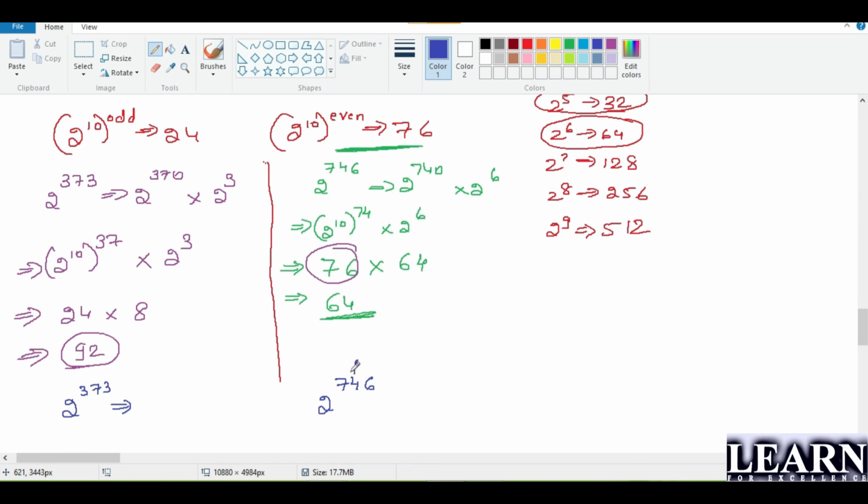Now here you have to focus on two numbers. One is the tens digit and the other one is the unit digit. If the tens digit is even, then I'll write the answer directly as 2 power 6. I can tell the answer is 64. Is it faster, guys? It will hardly take 2 seconds to answer, right? Complete thing, complete power of 2.